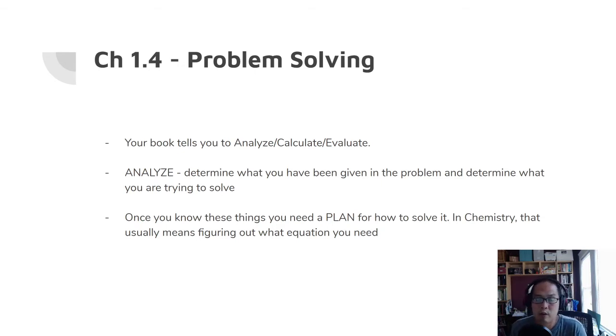Now, once you figure out what the problem's asking for, you need a plan for how to solve it. And so in chemistry, that usually means figuring out what equation you need. So we're going to do 2 examples right now. These examples are probably examples that some of you can solve in your head, or throw into a calculator and immediately get the answers to. However, we are using this as practice for more complicated problems where it's not going to be that easy to do that. So as we progress in this class, the problems are going to get more complicated.